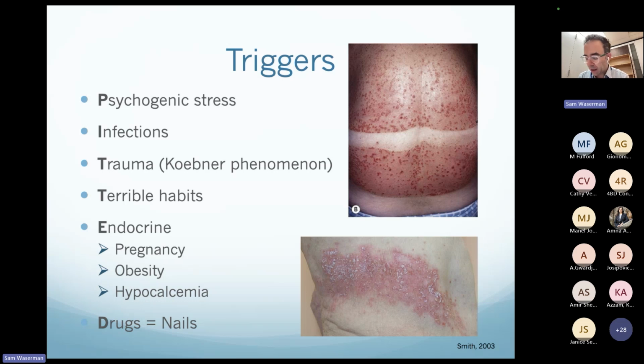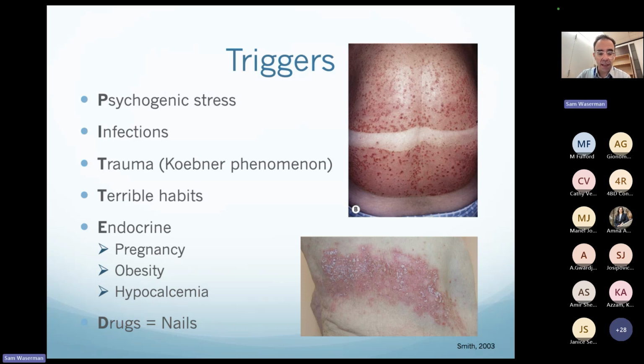Going back to the mnemonic, terrible habits is the other T, so smoking and alcohol. Endocrine: pregnancy, obesity, hypocalcemia, and the mechanism for that is not exactly known. It's thought that hypocalcemia damages the cadherin proteins, those cell adhesion molecules.